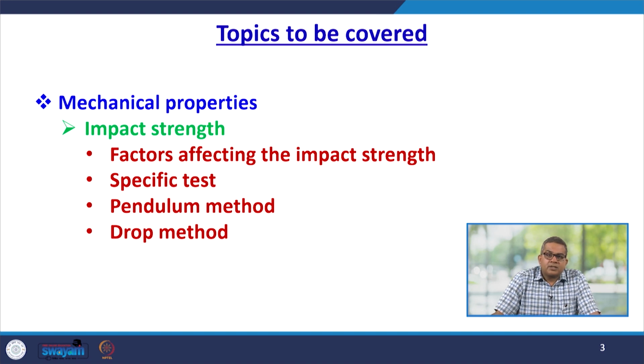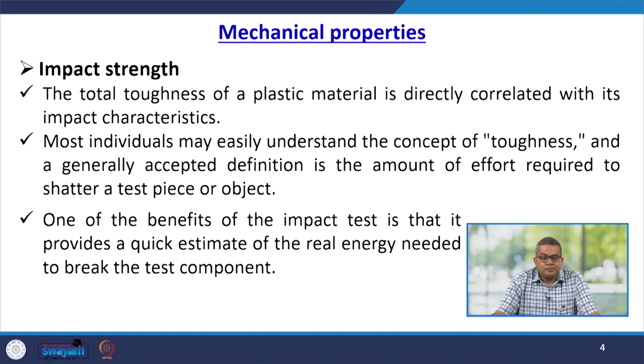Under this, we will discuss the factors affecting the impact strength. We will discuss some specific tests, pendulum methods, and drop methods. Now, impact strength plays a very vital role in the property determination or characterization of polymer samples. The total toughness of a plastic material is directly correlated with its impact characteristics.